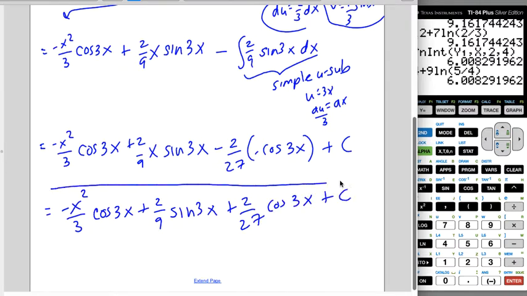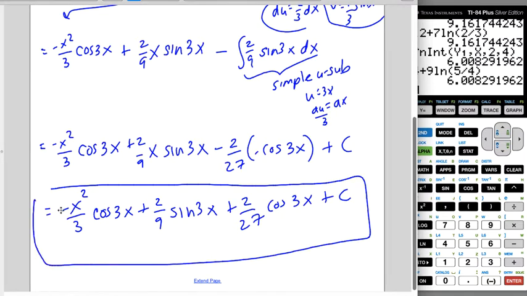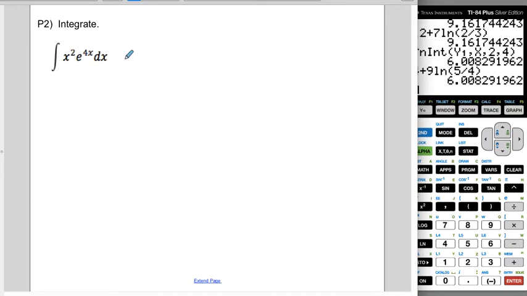And that is disgusting. Now we're going to learn a shortcut that makes that an awful lot easier soon. But let's walk through the hard way first. So go ahead and try P2. Remember, you're using LIATE to choose your u, which means that your u is never the exponential, because exponential is the last choice on the list.